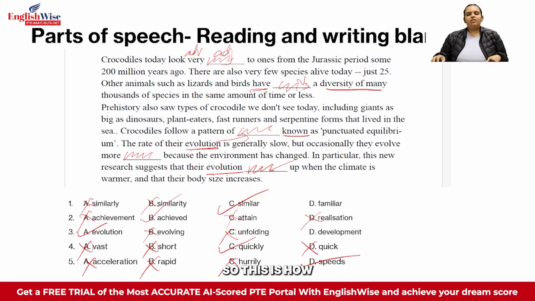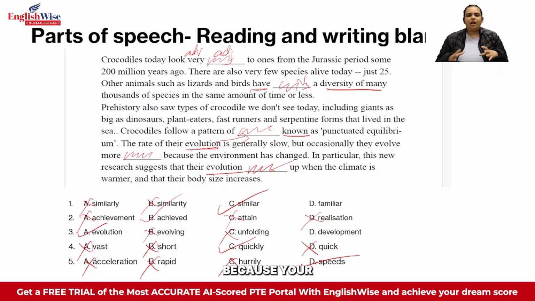Okay, so this is how you can narrow down your options using parts of speech, and then you can answer your blanks quickly. I really encourage you guys to practice this method. Whenever you are solving your blanks next, try to take this technique into your blanks. Even though you know the answer, try to fit in this technique while solving.